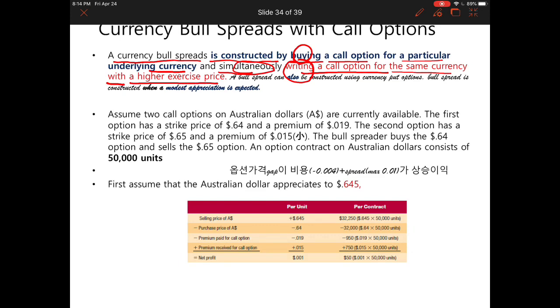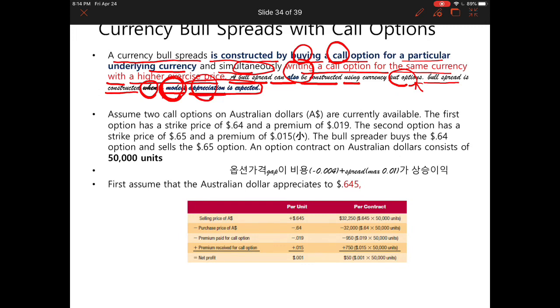This bull spread can also be constructed using put options. Here we use the call option. By the way, let me explain in detail later. A bull spread is constructed when a modest appreciation is expected. Modest appreciation, that's different from a straddle. A straddle is for significant appreciation or depreciation. So the key thing is modest, and bull is for appreciation.